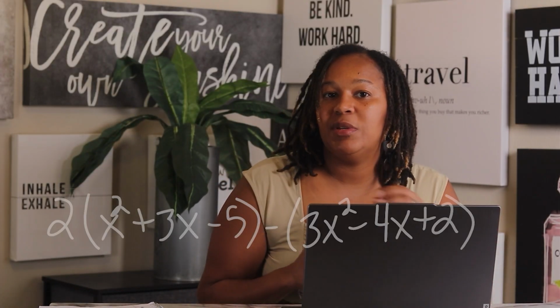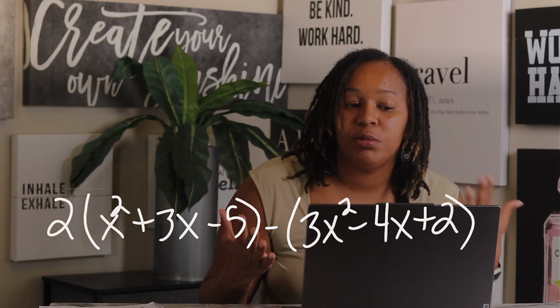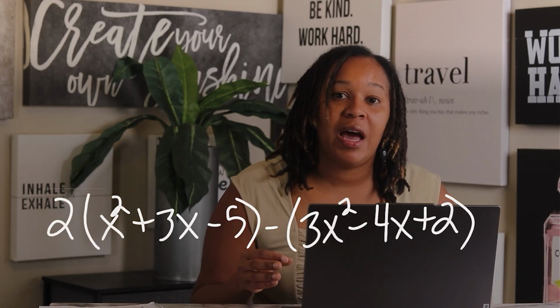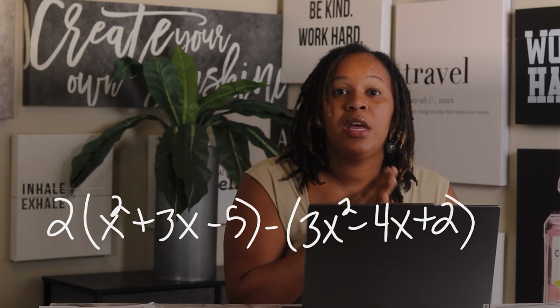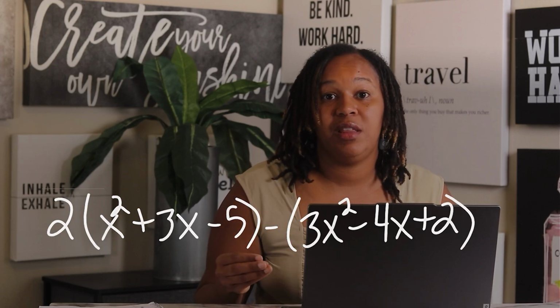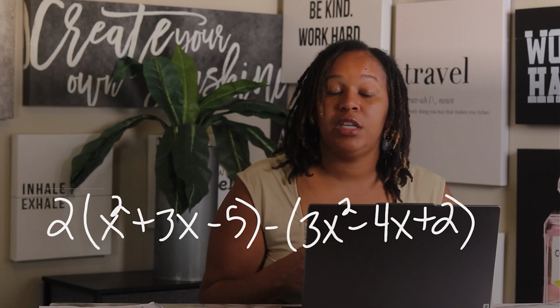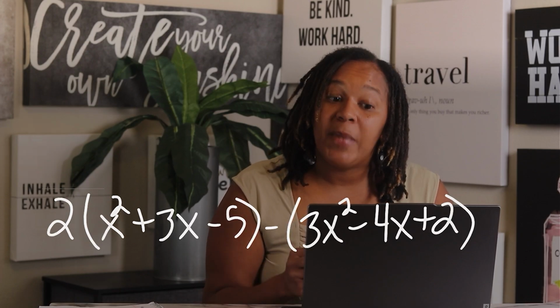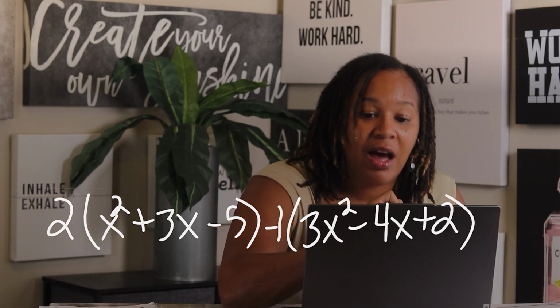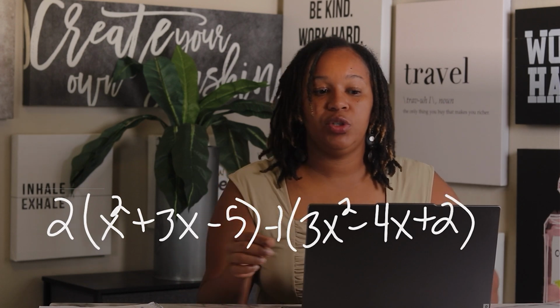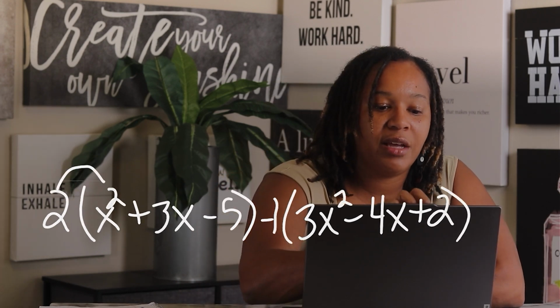All right, in this last example, it's kind of like the last one where we had 2 sets of parentheses, but notice this time we have more terms in those parentheses. But regardless of how many terms you have, you still take that number that's outside the parentheses and you multiply by everything inside the parentheses. So we have 2 times (x squared plus 3x minus 5) minus, that's basically a minus 1 times (3x squared minus 4x plus 2).